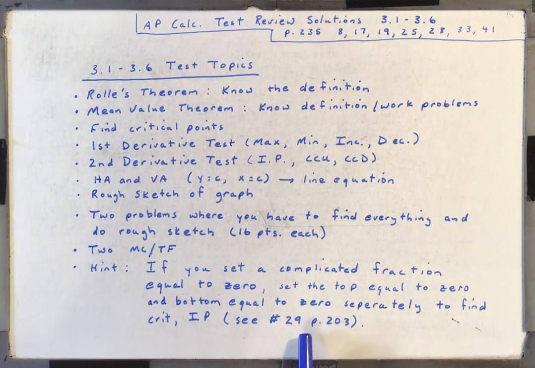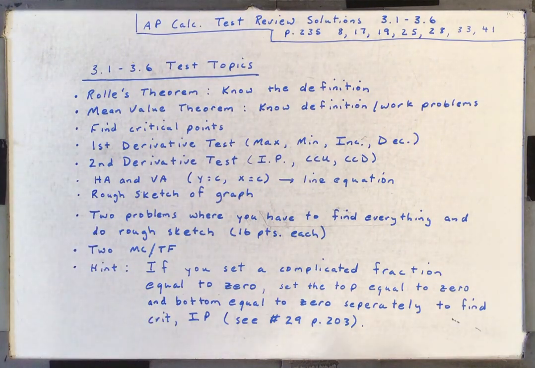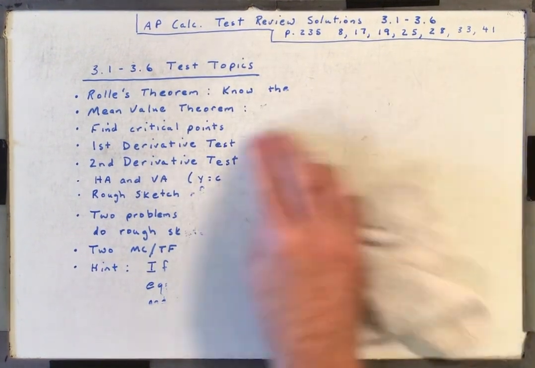And you won't have a problem on the test that's as complicated as number 29 really, but if you know how to do number 29, then you are absolutely set up for success for anything that I could throw at you. All right, let's work these review problems.